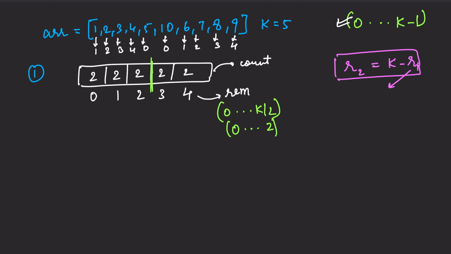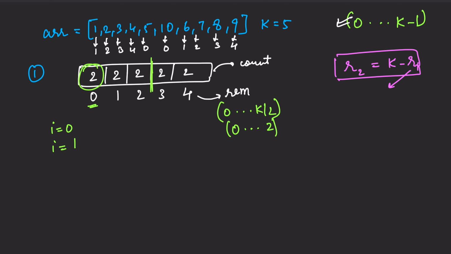Now let's start with i equals 0. As we know, numbers with remainder 0 cannot be paired with any other number except elements with 0 remainder. That's why for i equals 0 alone, we check if the count is even or not. In our case, the count is 2, so it passes and we go to the next element.